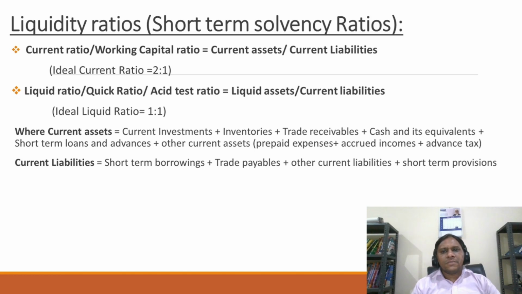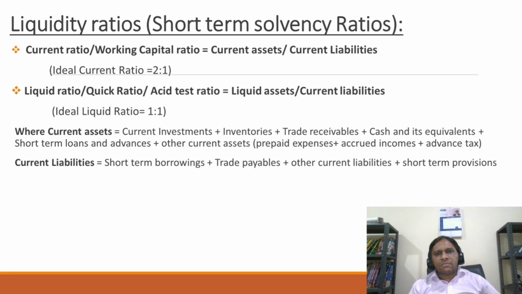Dear children, let's proceed with liquidity ratios. Liquidity ratios are also known as short-term solvency ratios. Short-term solvency ratios include the current ratio and the liquid ratio. Current ratio is also called the working capital ratio. The formula for current ratio is current assets by current liabilities.